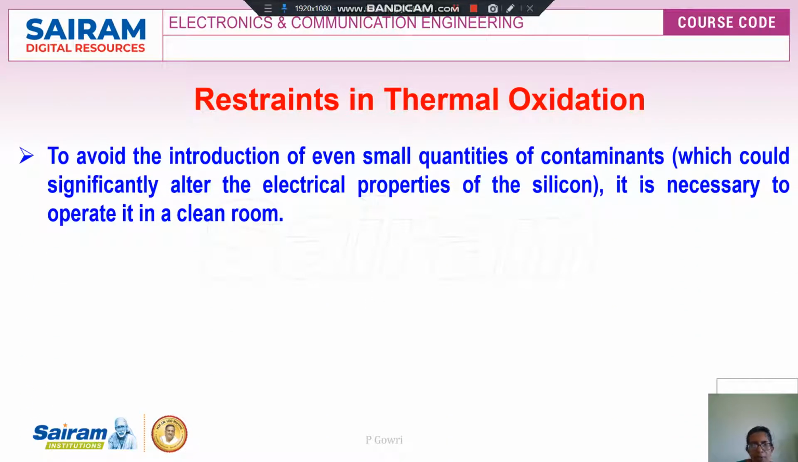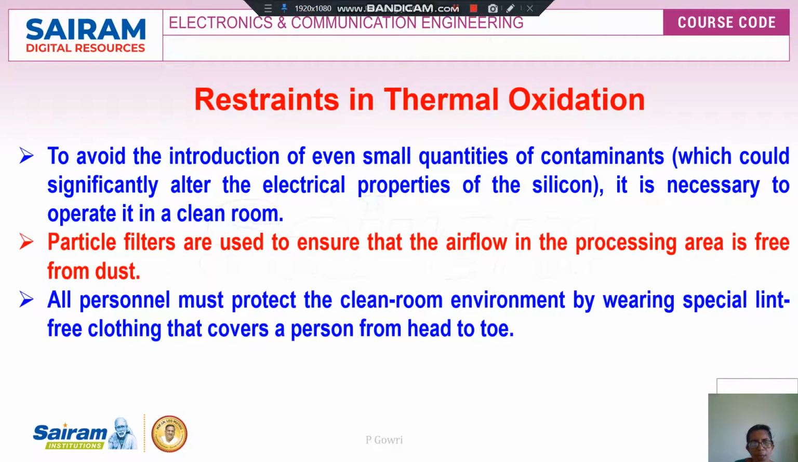When we do thermal oxidation, there are some disadvantages too. Even a small amount of impurities or contaminants will alter the properties of the silicon, so it is necessary to operate in a very clean room. Second, particle filters are used to ensure that the airflow in the processing area is free from dust. We have to be very cautious during the oxidation process to remove dirt. All personnel must protect the clean room environment by wearing special lint-free clothing that covers a person from head to toe. Even a small contamination is not permitted in this process.